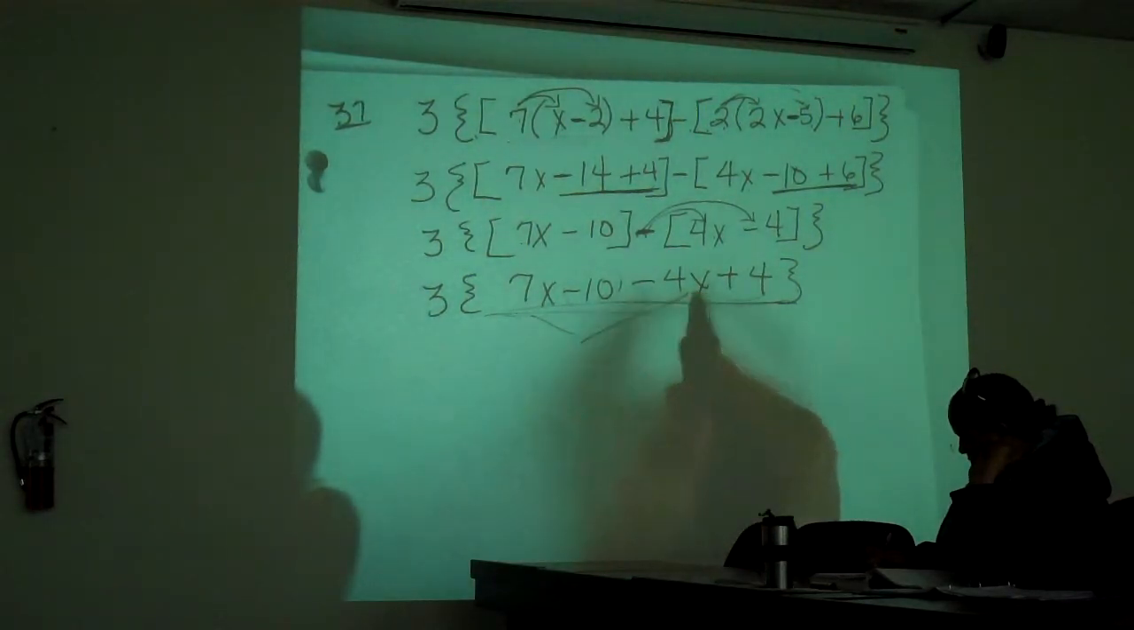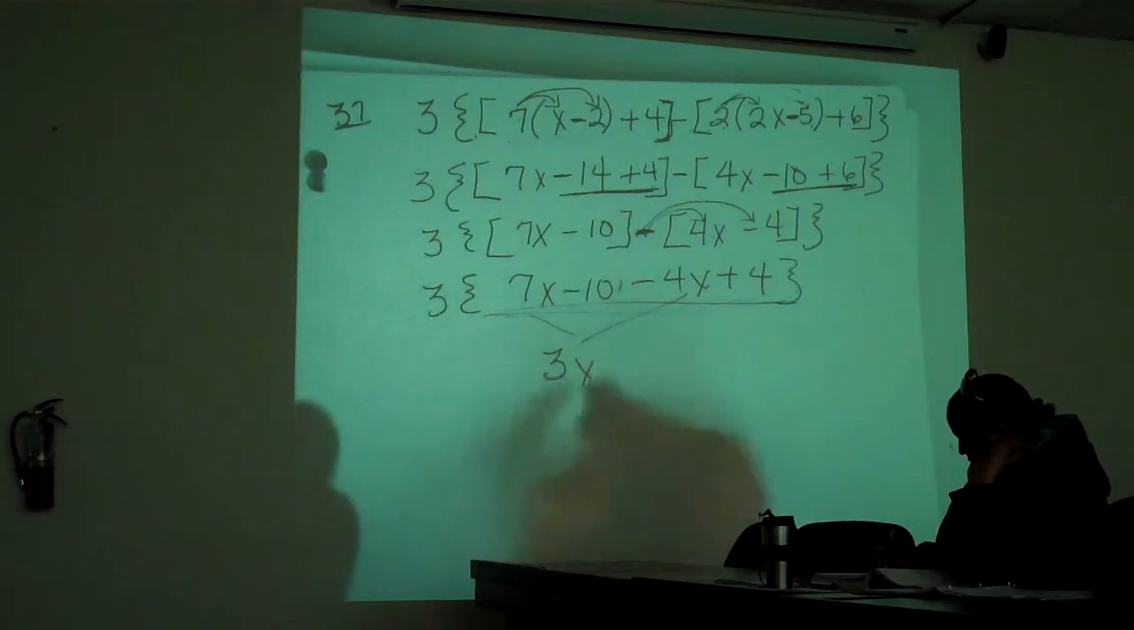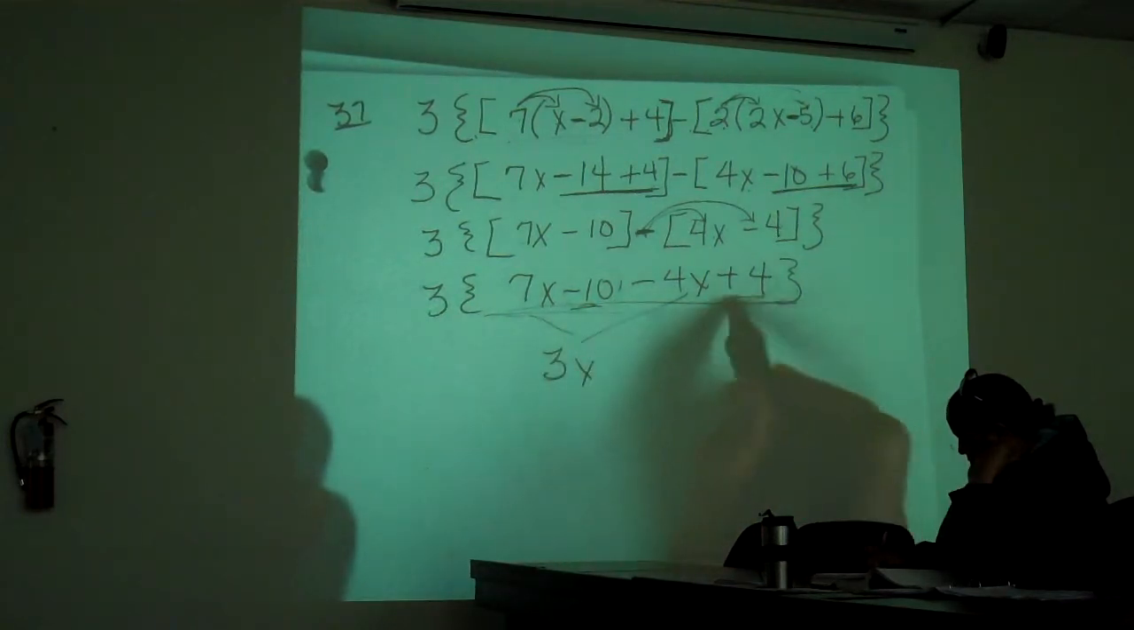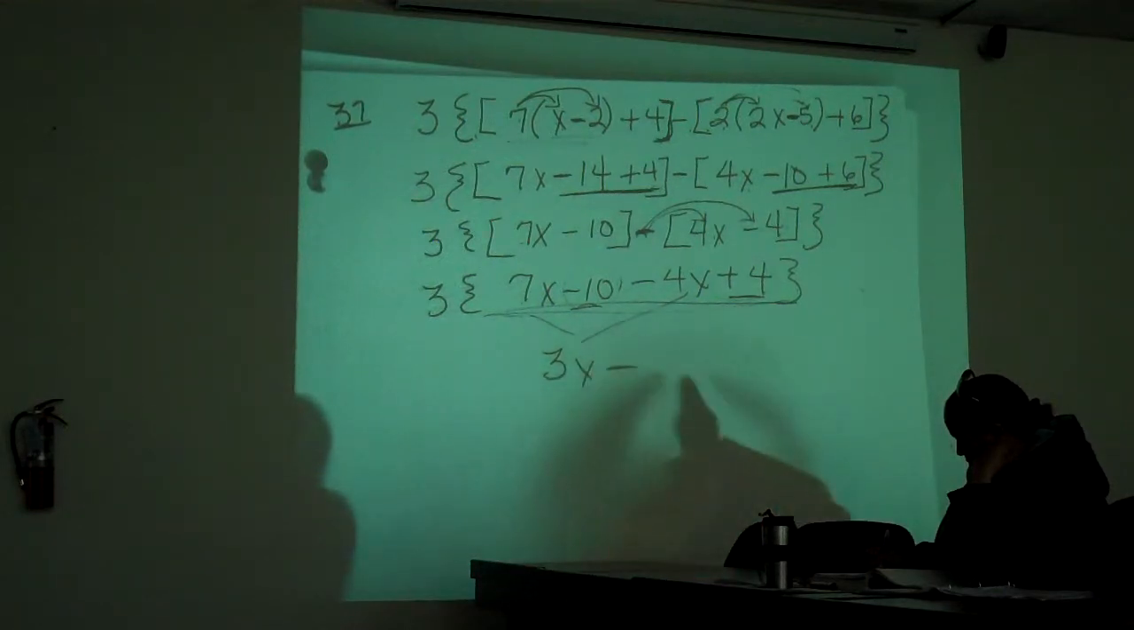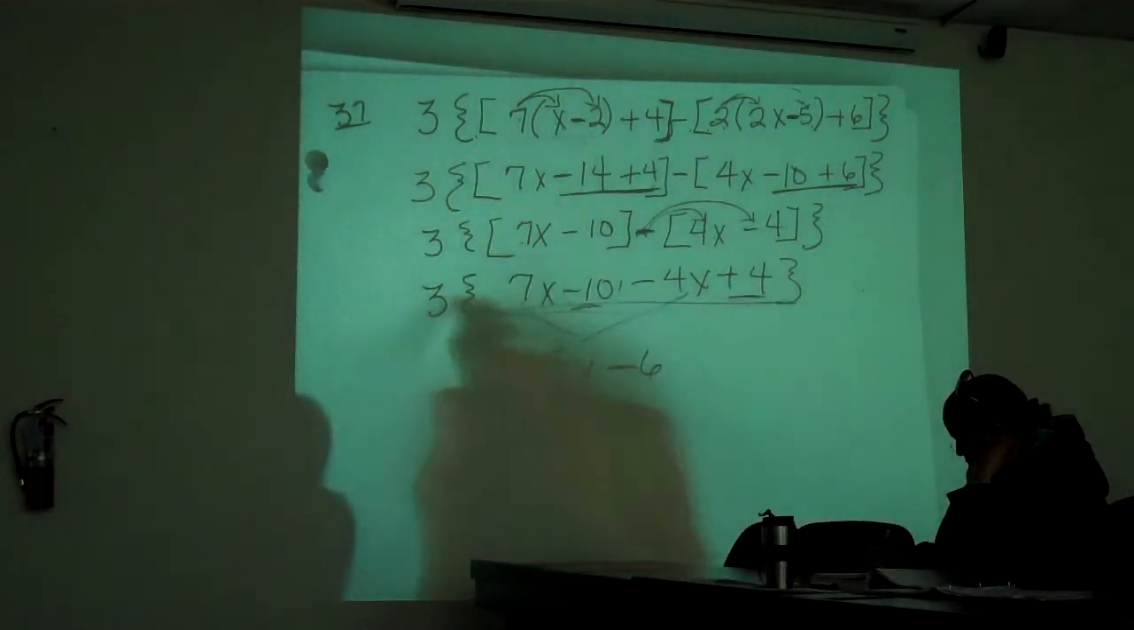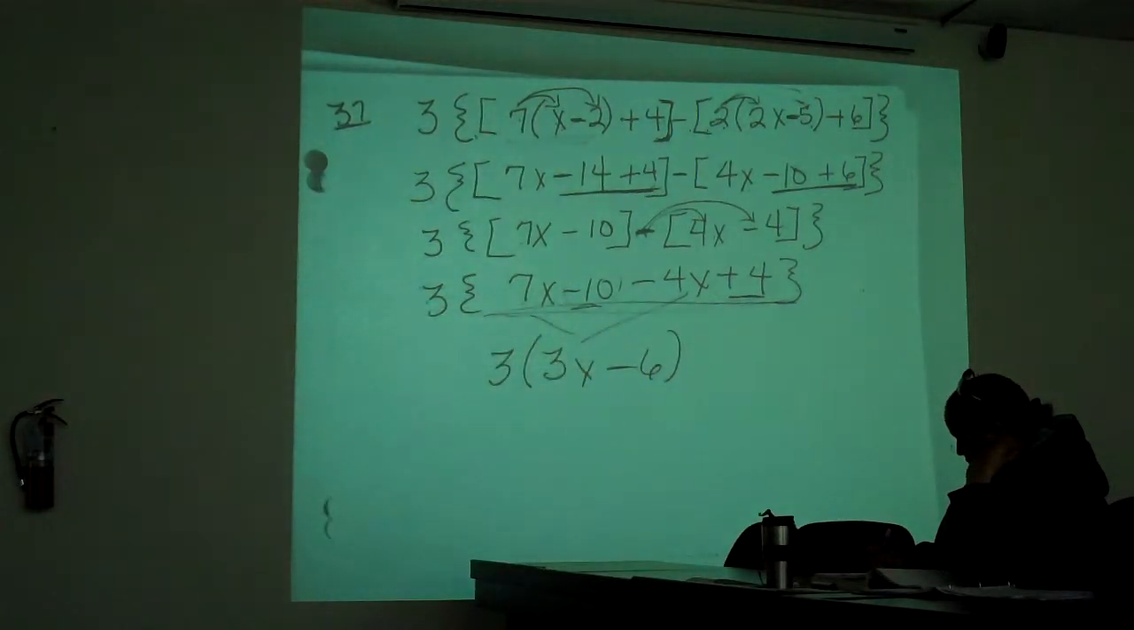7x minus 4x is 3x. And then you have the 10 and the negative 10, positive 4, negative 6. Okay, I'm going to put parentheses, put that 3 back on the outside.